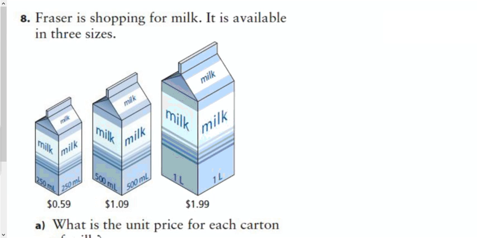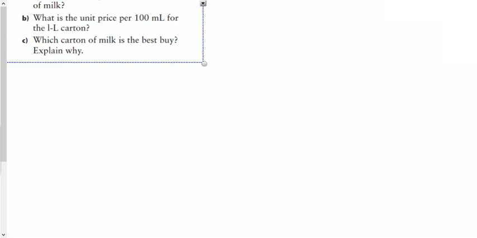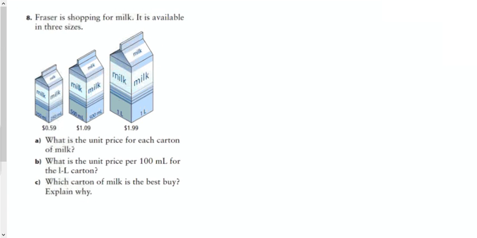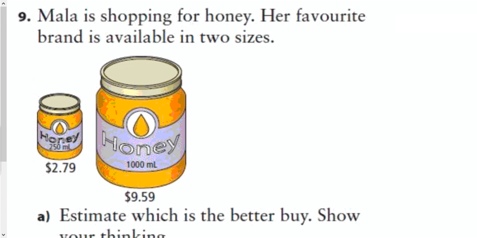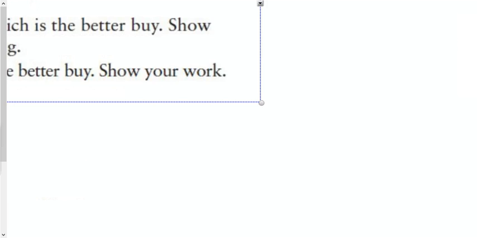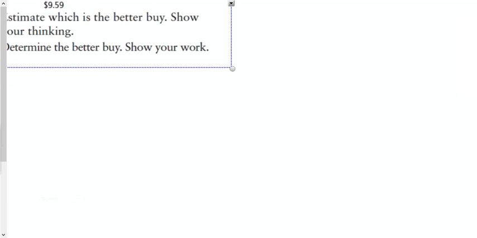I'm going to make this a little smaller here because it's a little big. Bring it over here. Here we have milk that's in three sizes. Do we have to do this question? I'll let you skip it. That's right. We'll skip it. But we didn't skip this one, did we? All right. This was easier. There's only two. Oh, shrink it.